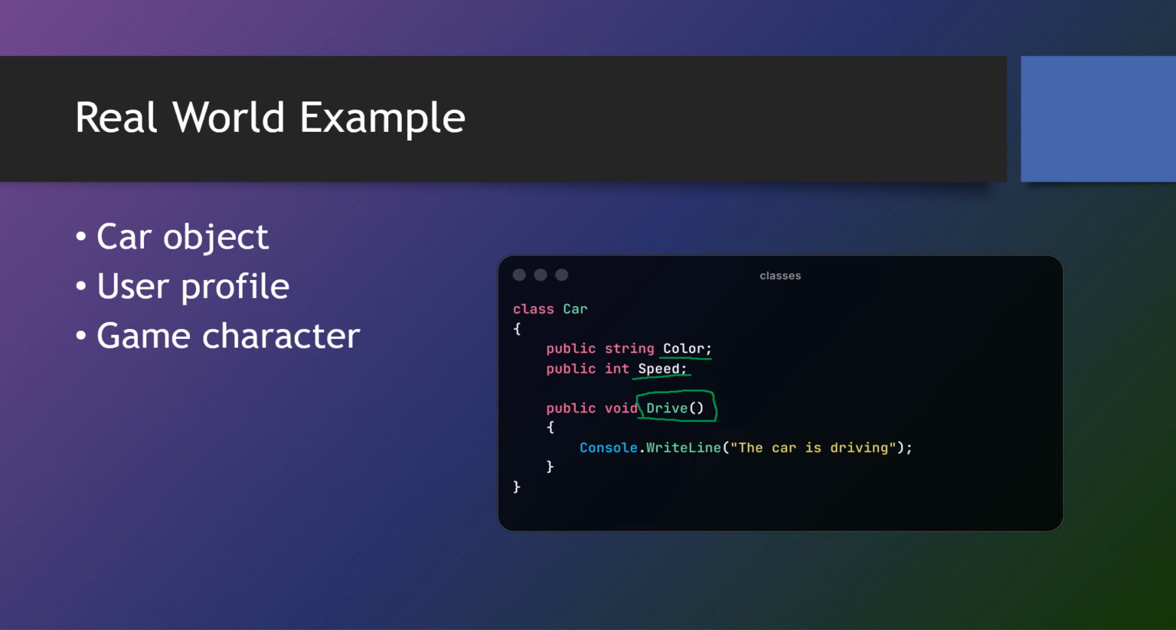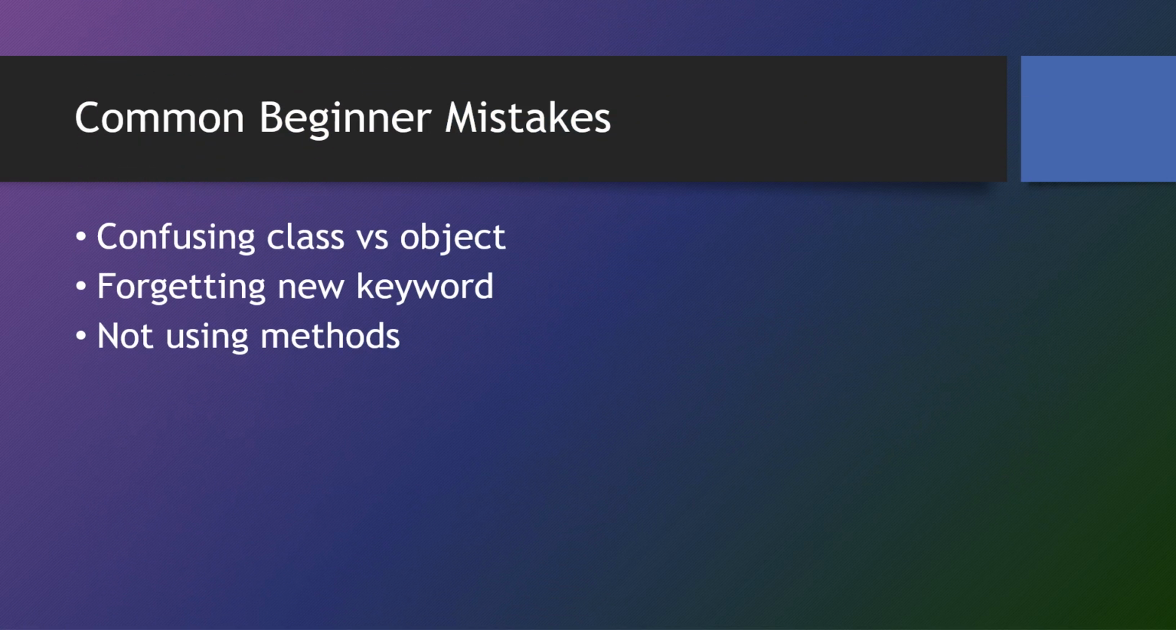Common beginner mistakes. A common mistake is confusing a class with an object. Another is forgetting to use the new keyword. Some beginners also try to access class members without creating an object. Once you understand the blueprint versus object idea, these mistakes disappear.